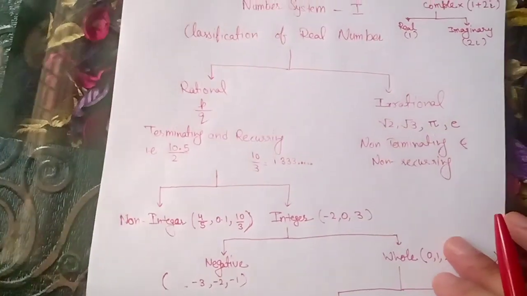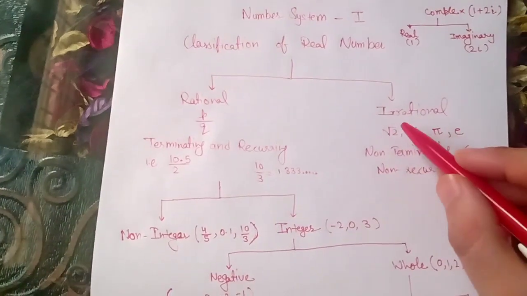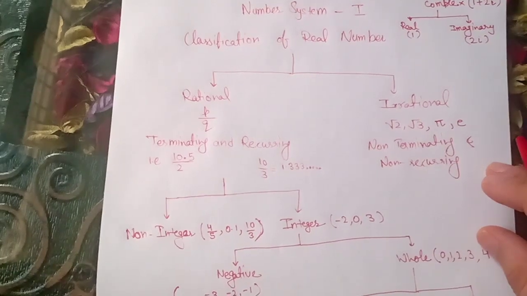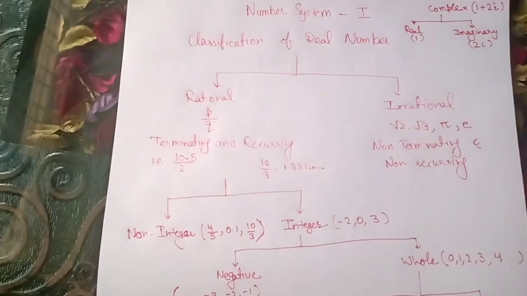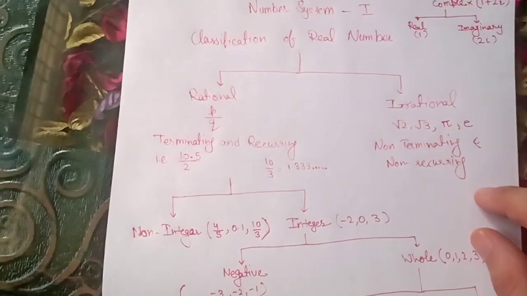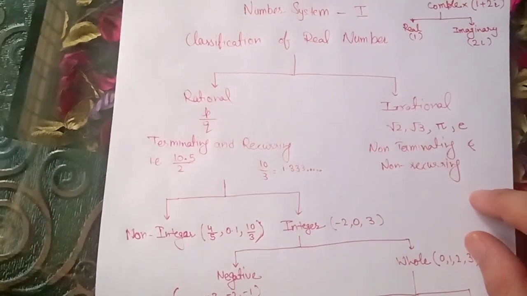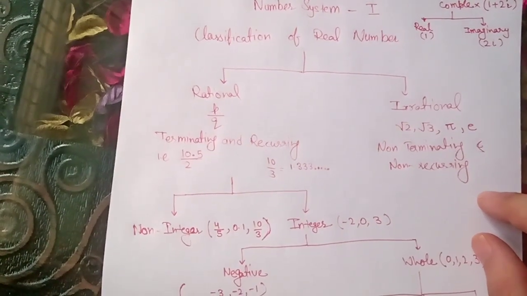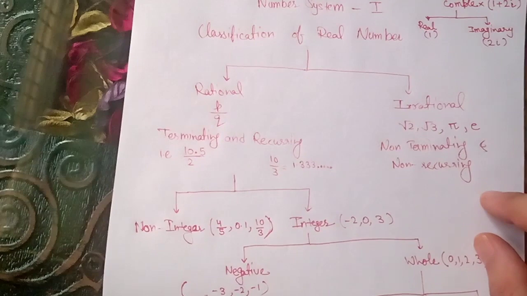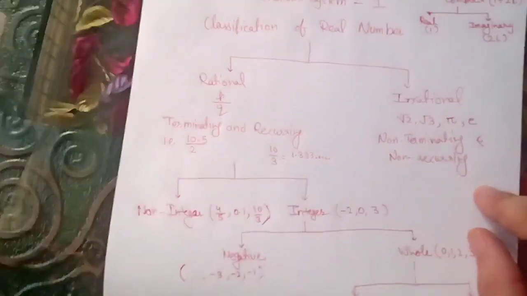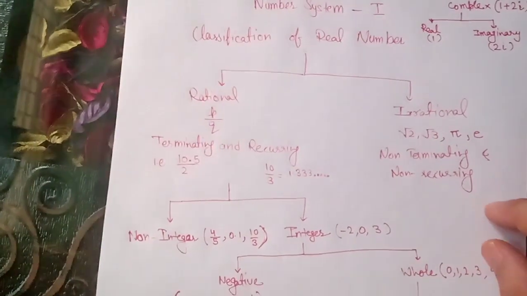So moving on to the irrational part, we have root 2, which is like 1.44444, and root 3 is 1.6, and pi is represented by 22 by 7. So this is never ending. This is non-terminating. All these are non-terminating. The power of e also, these are non-terminating and non-recurring. If any number is non-terminating and non-recurring, this number is known as an irrational number.